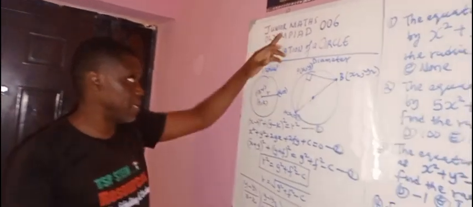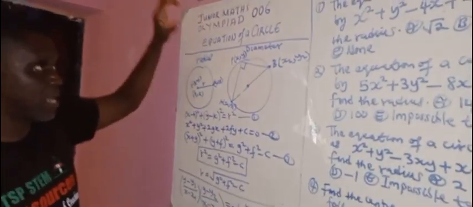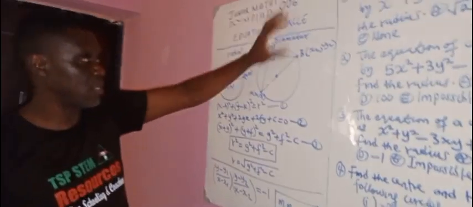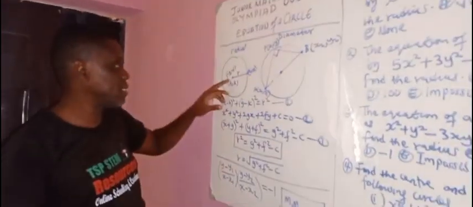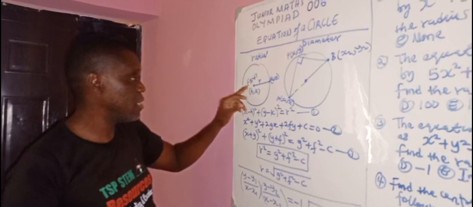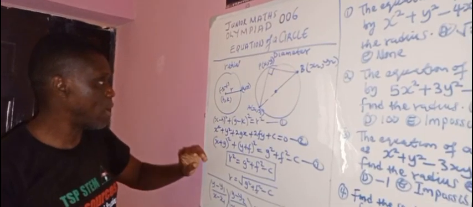Education, Junior Maths Olympiad holds equation of a circle, delegating and manipulating equation of a circle. Now a circle has a radius and it has a point, and the point has two coordinates, minus g minus f, or h and k, and at the circumference point where the radius touches circumference, point x and y.